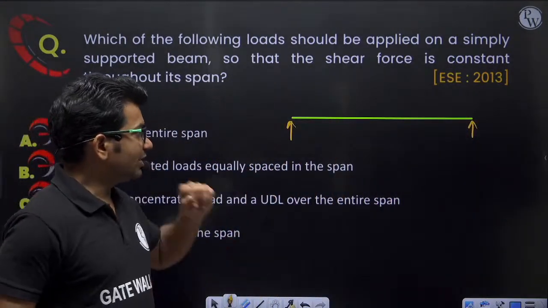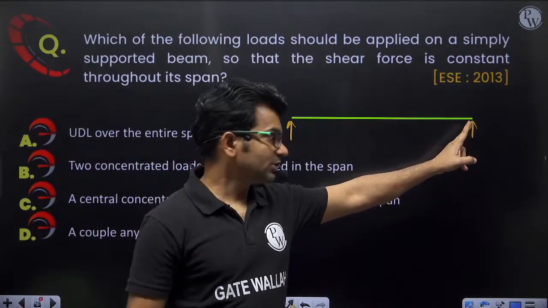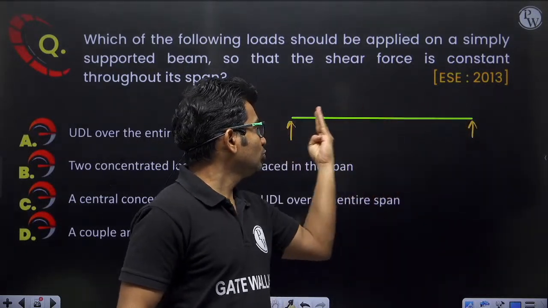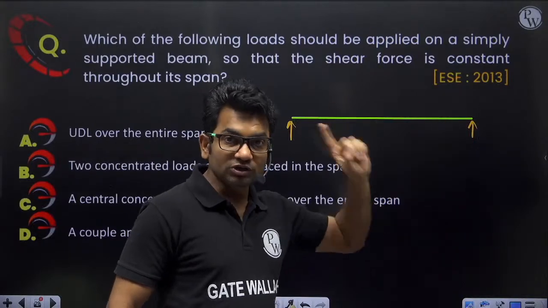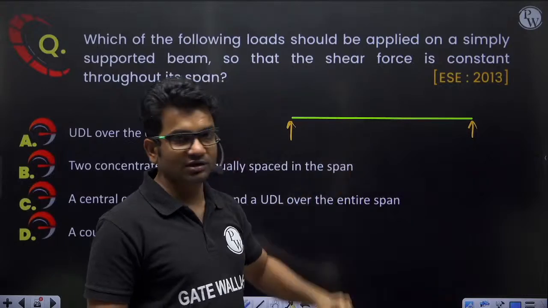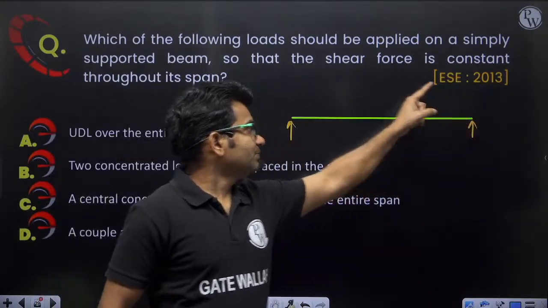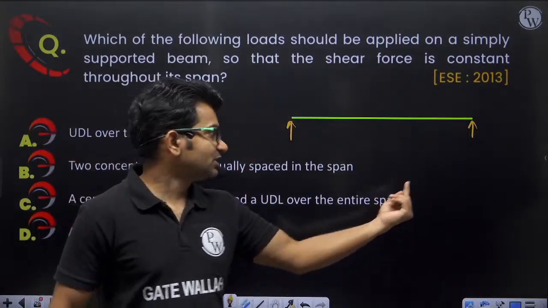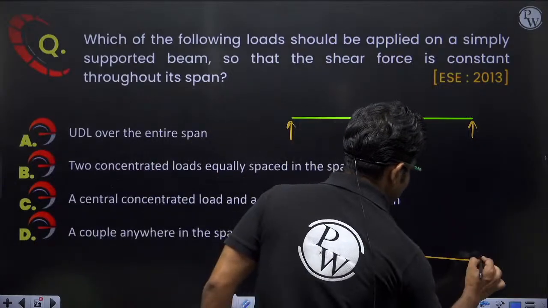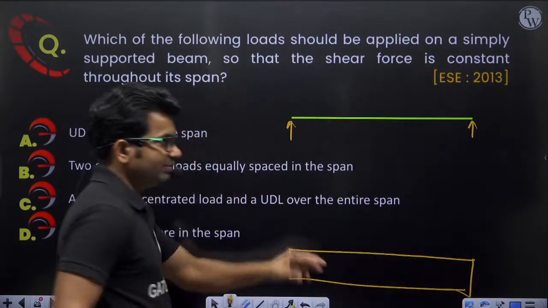In order to get constant shear force, let us say this value is P. Support reaction is P. There should be no loading anywhere, because if there is transverse loading, it will change the magnitude of shear force. So if this is plus P, then this will be minus P. The shear force diagram will be like this. It will be constant.